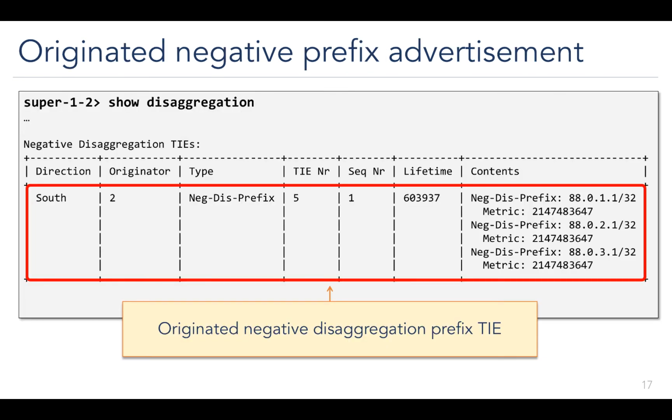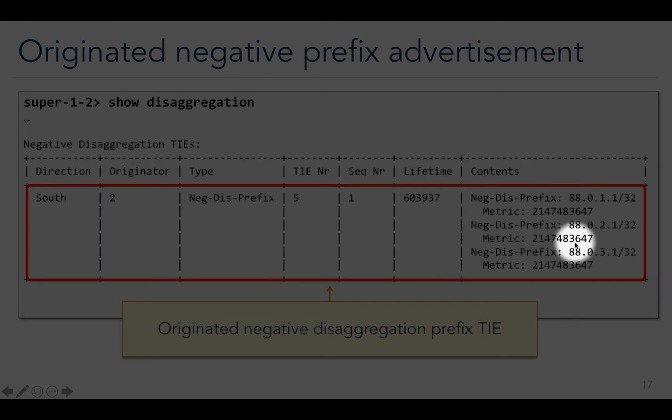The show disaggregation command in Rift Python allows you to see the negative disaggregation prefix that a node originates. In this example, you can see that super12 originates negative disaggregation prefixes for each of the prefixes in pod 1.